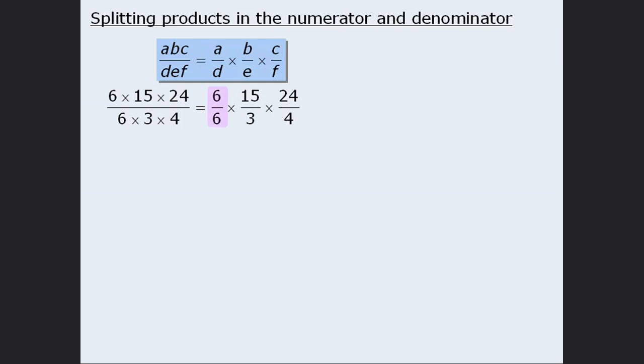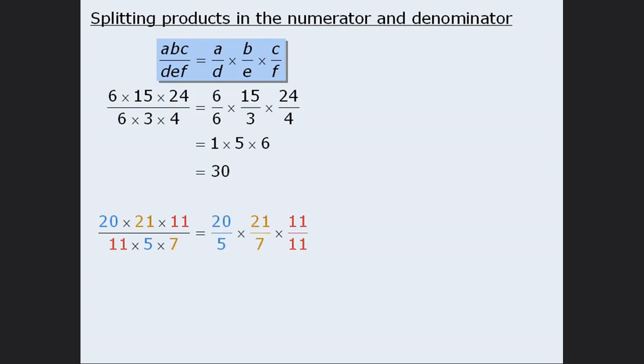From here, we can see that 6/6 equals 1, 15/3 equals 5, and 24/4 equals 6. From here, 1 times 5 times 6 equals 30. Also note that we can rearrange the terms in the two products so that the resulting fractions make for faster calculations. When we simplify these fractions, we get the product of 4, 3, and 1, which is 12.